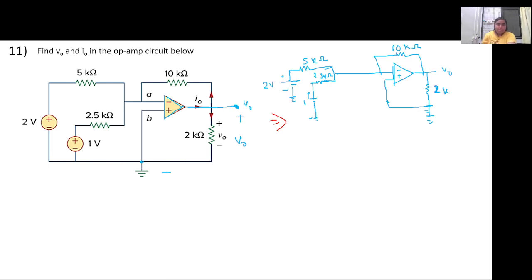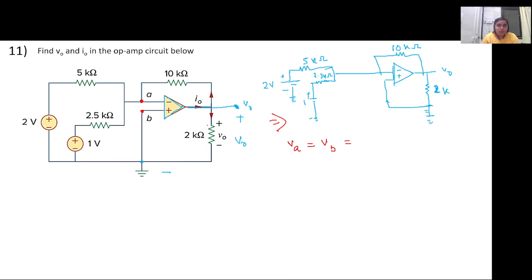So in the question it is asked, you have to calculate V naught and I naught. Can you tell me how you will go about solving this? So KCL. Yeah, of course KCL. First of all, the voltage at A and B will be equal. So can you tell me the voltages at VA and VB? What is VA and VB?